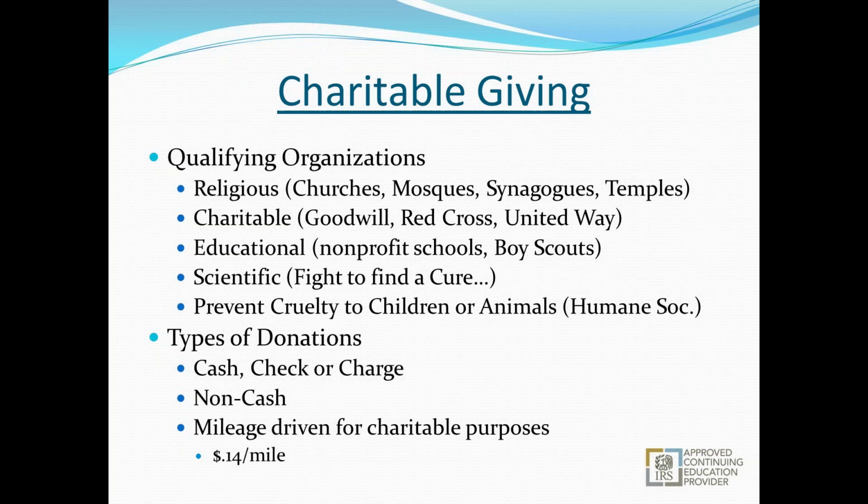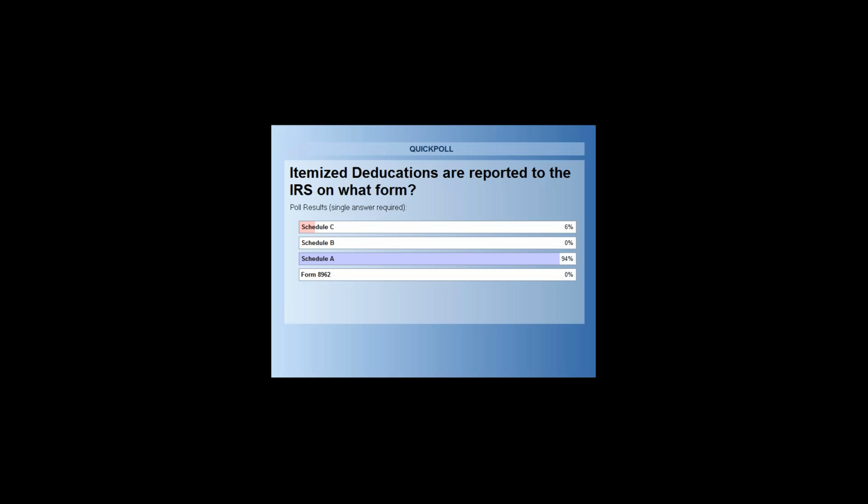And then I'll go ahead and post that up there for you. And it looks like we really got that just about 100% there. Schedule A is correct. That's where itemized deductions are going to be listed out. We are going to be talking a little bit later in the presentation about expenses versus deductions, and that might have been what tripped up 6% of you out there indicating Schedule C. But Schedule A is what you want there.